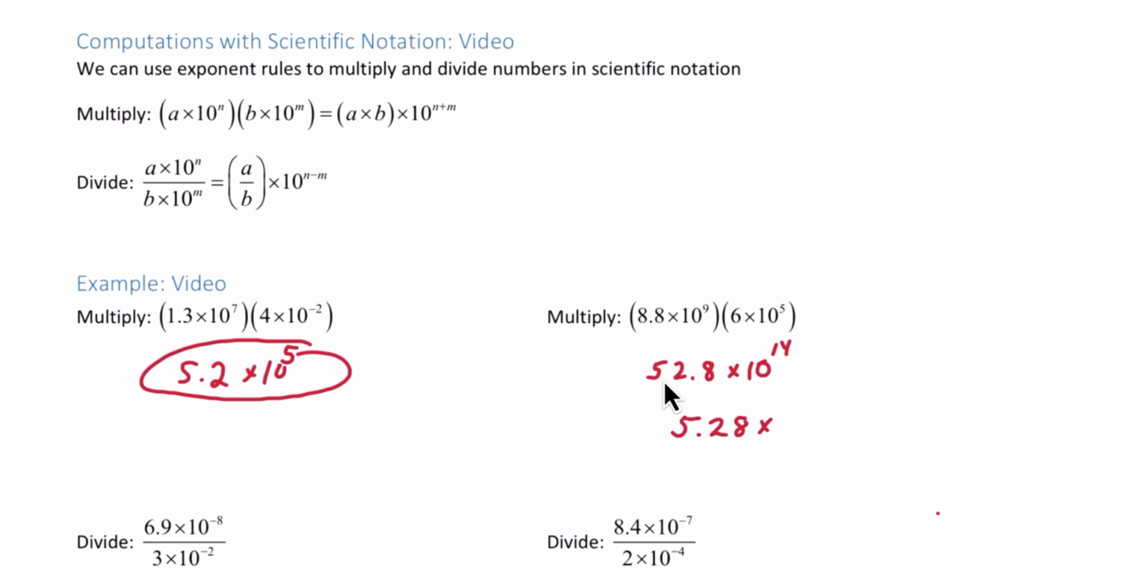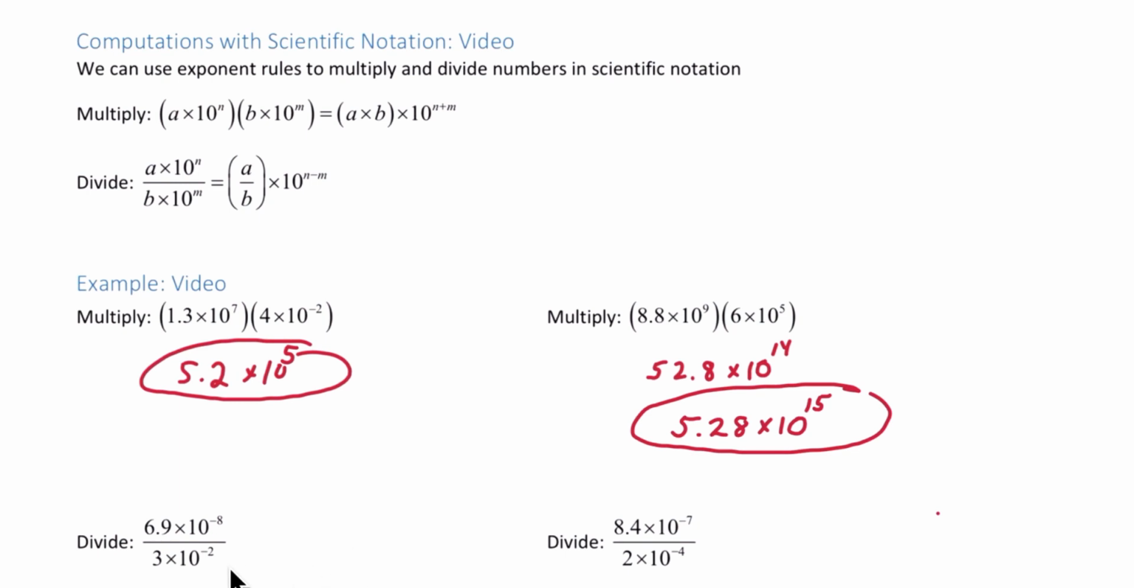5.28 times 10. And now we have to ask ourselves, what do we do with the exponent since we moved the decimal? Notice that your decimal moved to the left. If your decimal is moving to the left, this number is getting smaller. It started at 52.8 and became 5.28. If this number is getting smaller, your exponent needs to get larger. So we'll have 10 to the 15th. And now it's written in scientific notation.